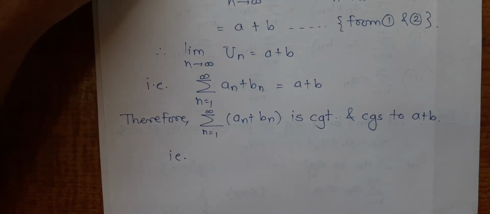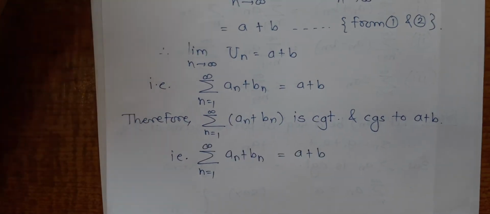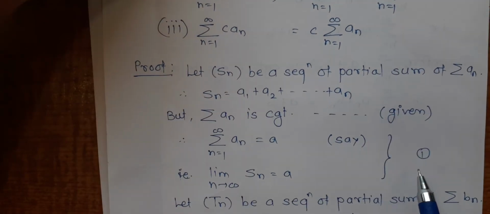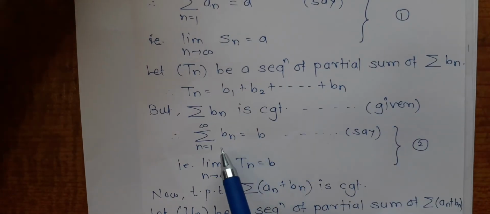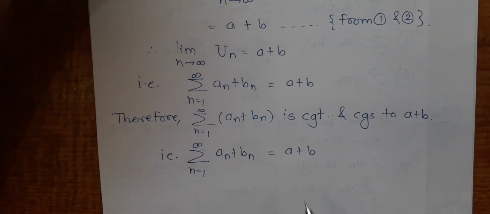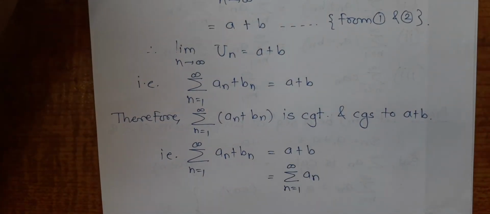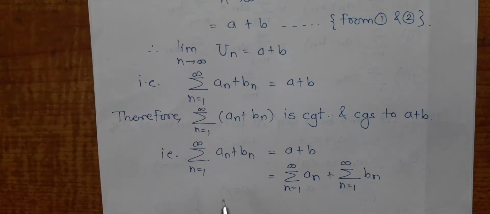That is the same thing I can write. But do you know what A is? In equation 1 we have written that A is nothing but summation a_n, and B is nothing but summation b_n. So from 1 and 2, A is summation a_n and B is summation b_n. In this way we have proved we can take separate summation also. The second thing also we have proved.